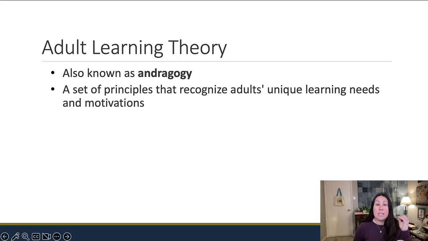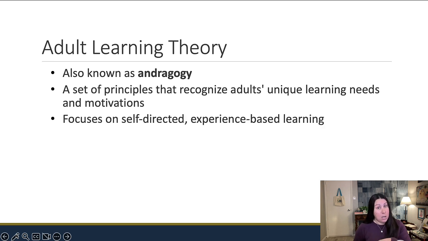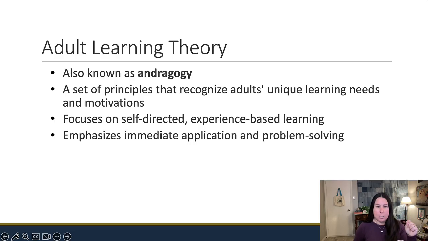But this is a set of principles that recognize the unique learning needs of adults and the unique motivations of adults. If you are thinking about adult learning and you're teaching adults, you need to think about how you can help them be self-directed and how you can deliver something that's more experience-based rather than just a lecture or something that's very basic. Adults want to understand the immediate application of whatever they're learning, and they want to be able to do some problem solving.